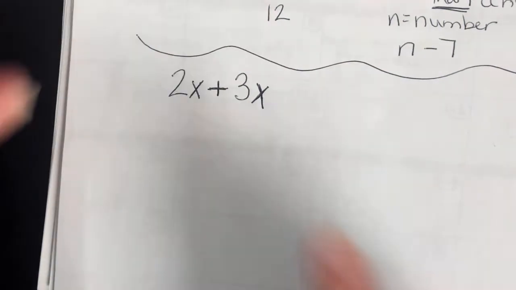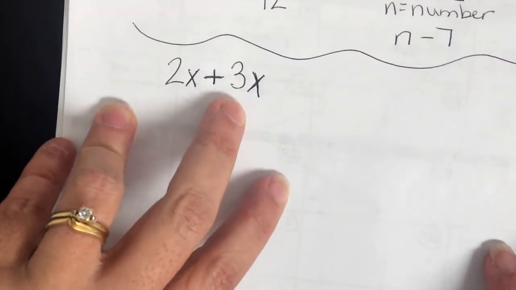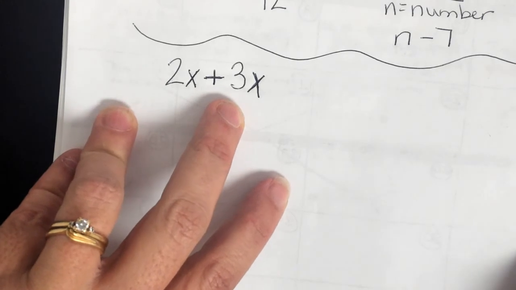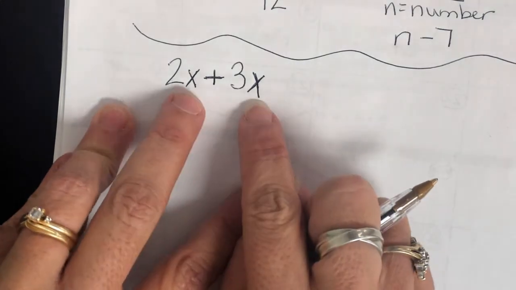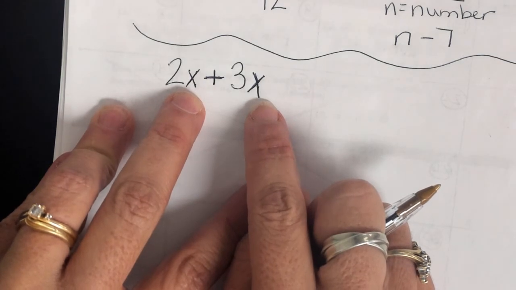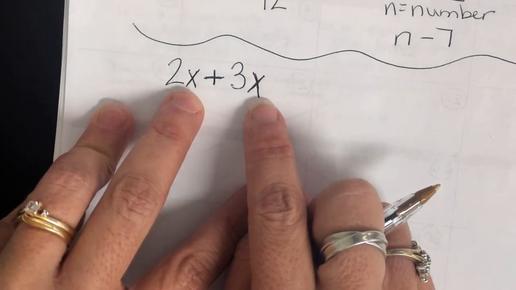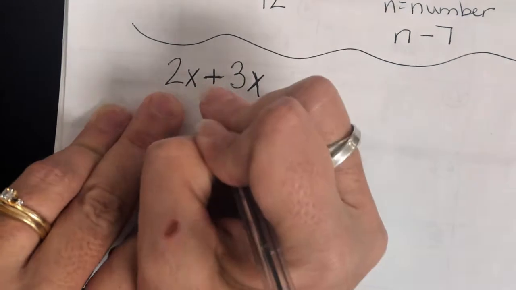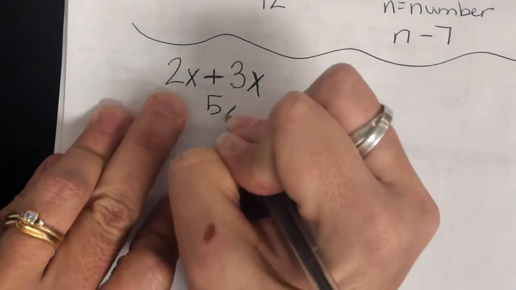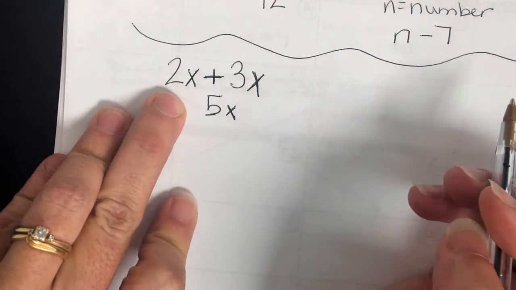Okay. I want to start out by just showing you something. These two are called like terms. They're like terms because they both have x's. They have the same variables. When they have the same variables, you can do the math. So, 2 plus 3, 5, and then keep the x. Okay? Only because it has the same variable.